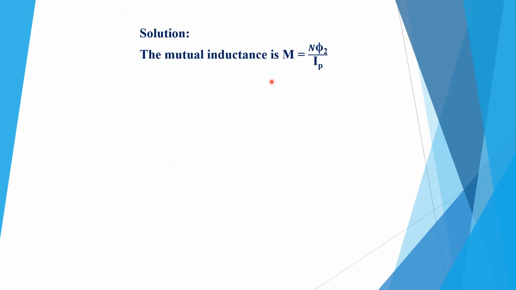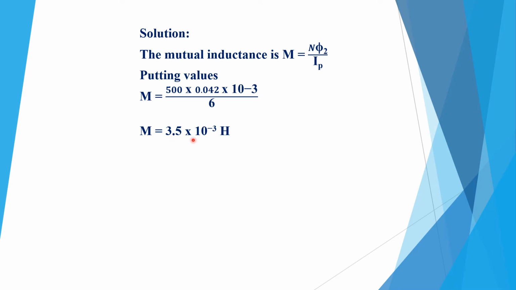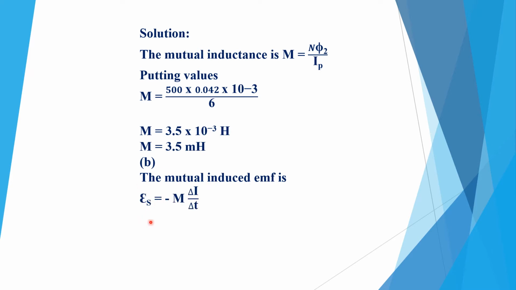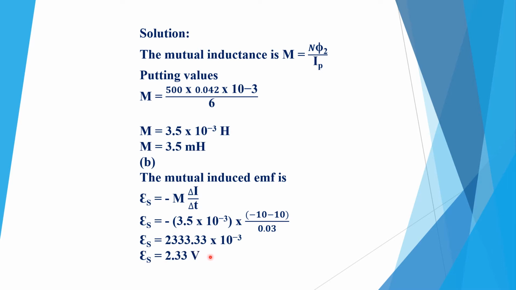Solution. The mutual inductance is M equals N phi2 divided by IP, where phi2 is the flux through the secondary coil. Putting in values, we get mutual inductance equal to 3.5 exponent minus 3 Henry, that is 3.5 millihenry. The mutually induced EMF in the secondary coil is equal to minus M delta I divided by delta T, the rate of change of current. Putting all the values, we get the mutually induced EMF in the secondary coil equal to 2.33 volt.